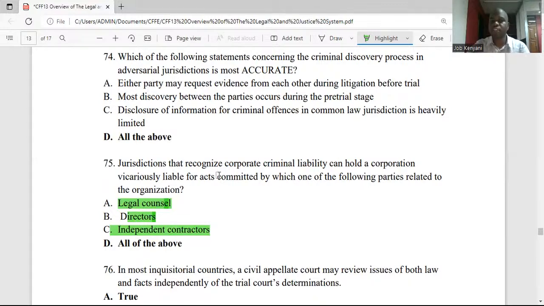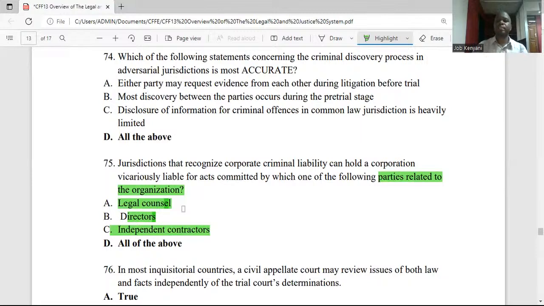So in jurisdictions that recognize corporate criminal liability, they can hold a corporation vicariously liable for acts committed by which one of the following parties related. So you can see they're talking about related. And I'm talking about, in this case, it happens in a master-servant relationship. So this legal counsel can be the employee of the corporate entity. These directors are employees of the corporate entity. The corporate entity can also engage an independent contractor, maybe to carry out a particular role on behalf of the corporate entity. So the wrongs that are normally done by the directors, who will be held responsible? It is the company itself, the employer, the company that has employed these directors, if they commit any wrong because they act as, for example, in this case, entering into deals, transactions, contracts on behalf of the company.